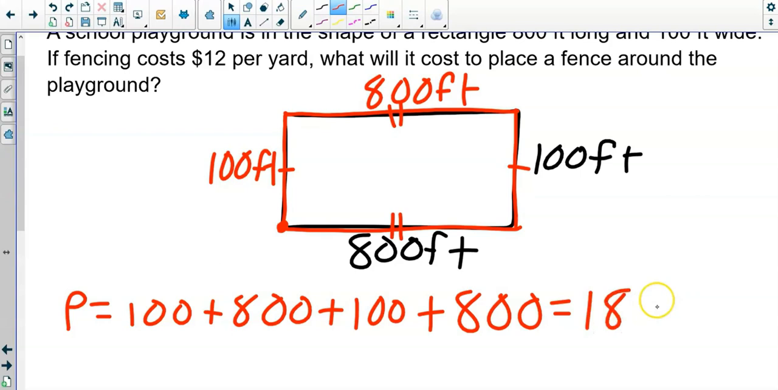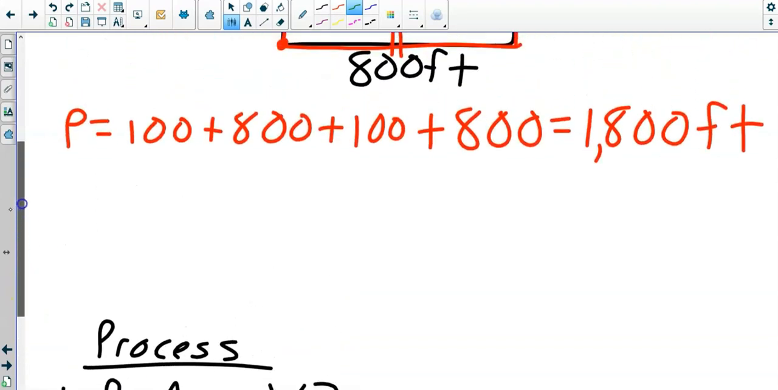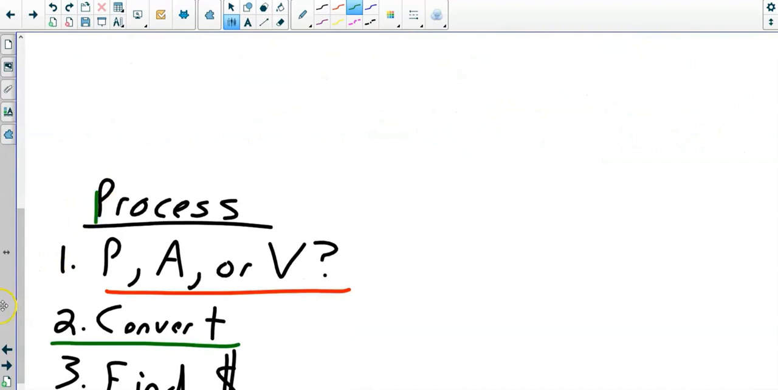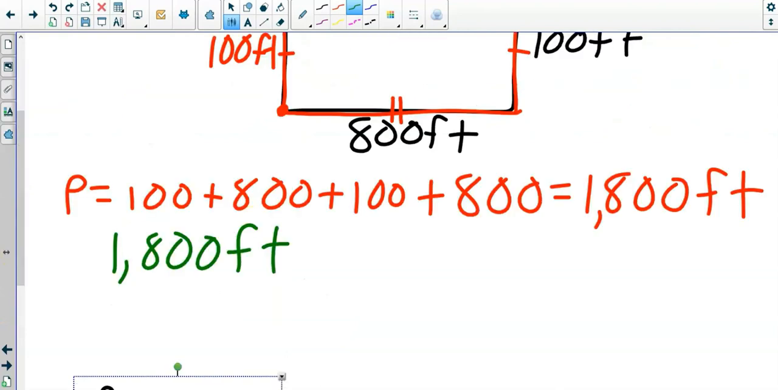But if you look up here, and this is going to lead us to our next step, notice that the fencing is all about the price per yard. So that's what step 2 is about down here. We need to convert, because right now we're in feet. I need the answer in yards. That's why we learned 9.1, 9.2, and 9.3, because we're going to take this 1,800 feet and turn it into yards.